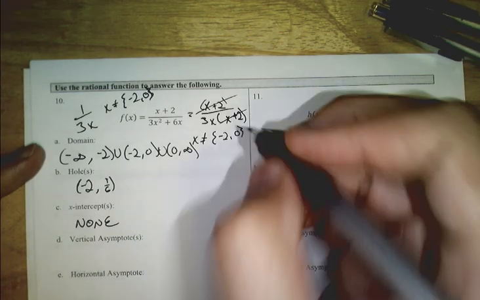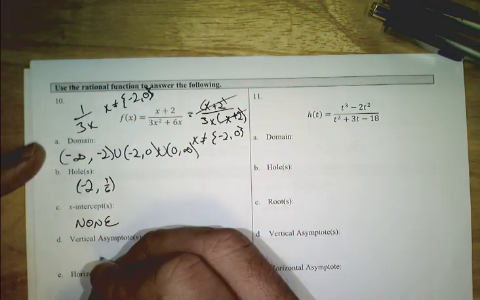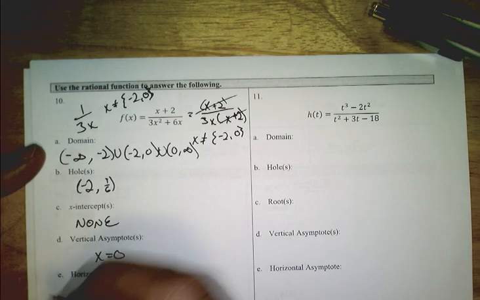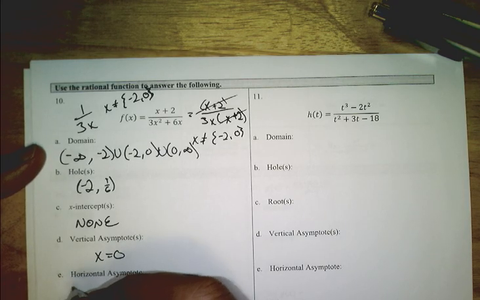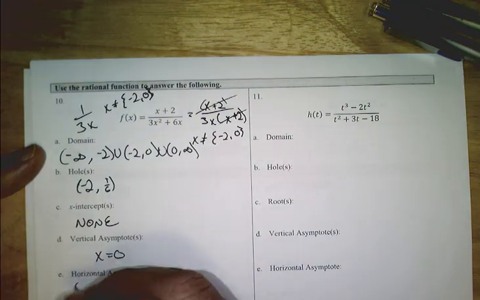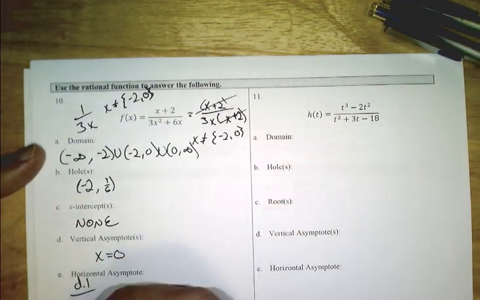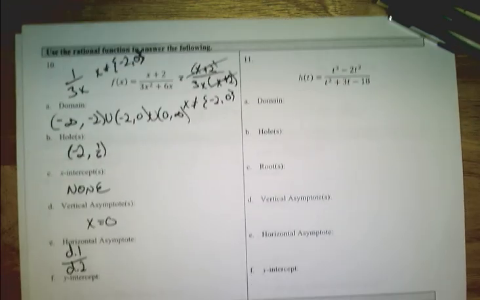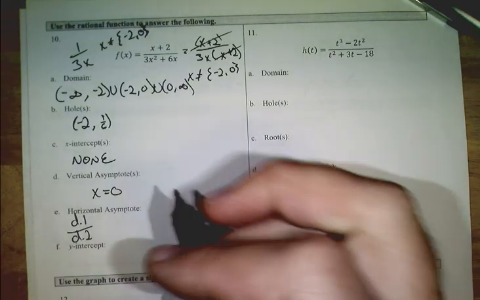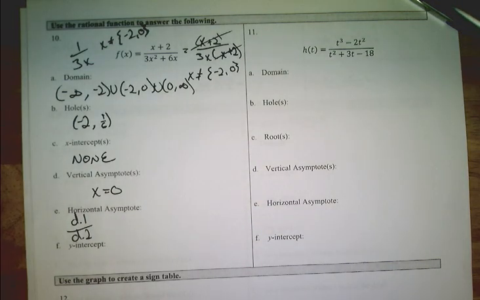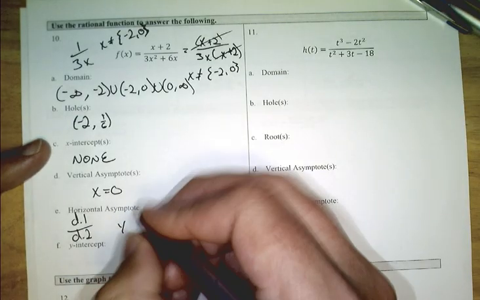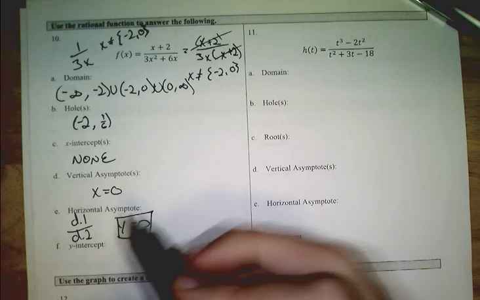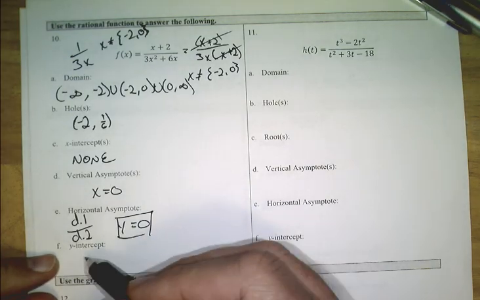The vertical asymptote: since negative 2 was a hole, the 0 should be a vertical asymptote. The horizontal asymptote: I have a degree 1 on top and a degree 2 on bottom. If the degree on top is smaller than the degree on bottom, we'll have a horizontal asymptote at y equals 0.